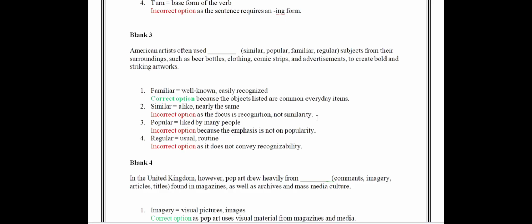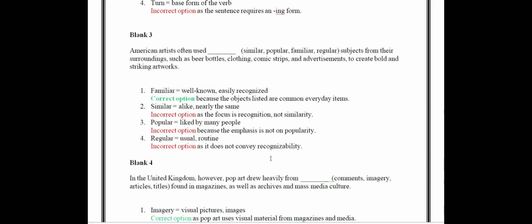Why not the word popular? The word popular means liked by many people. This becomes incorrect because the emphasis is not on popularity. The context is not this. Regular, which means usual or routine, is an incorrect option as it does not convey recognizability.